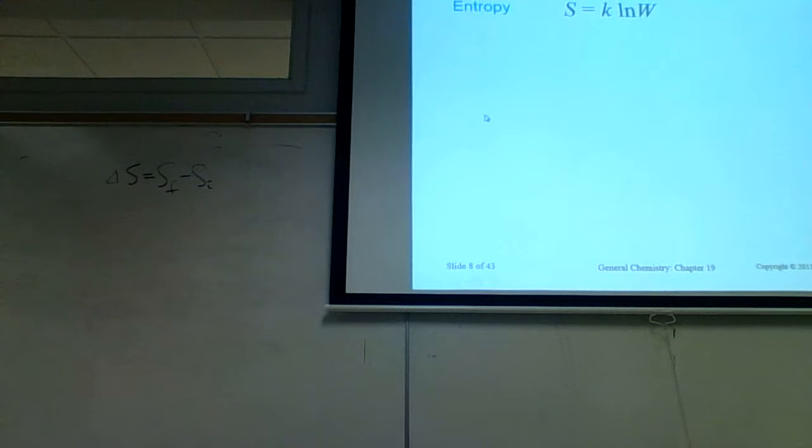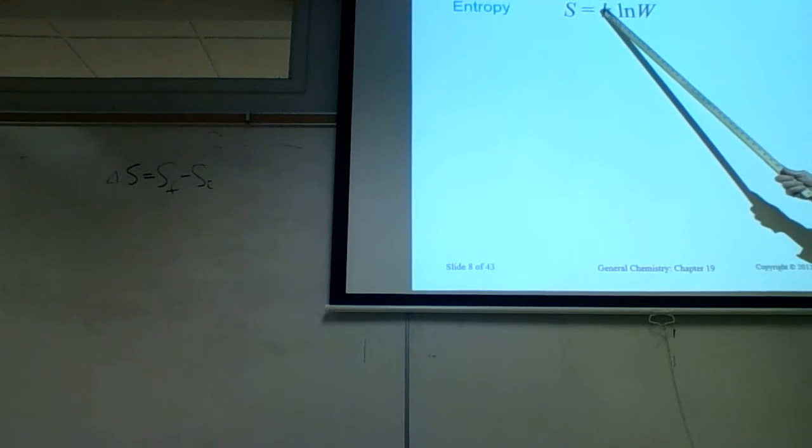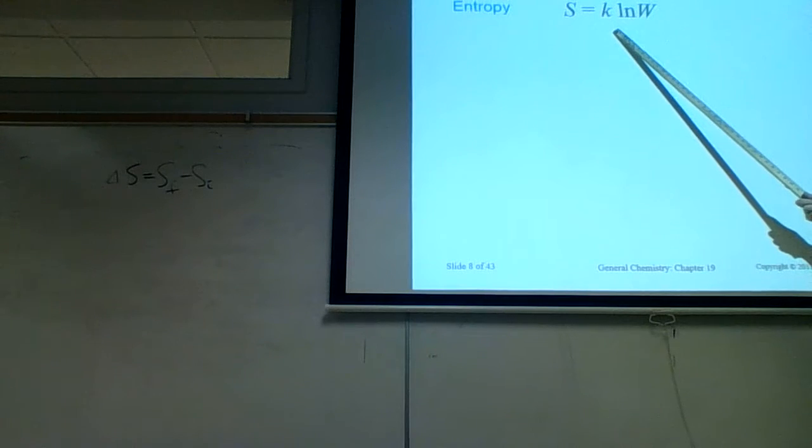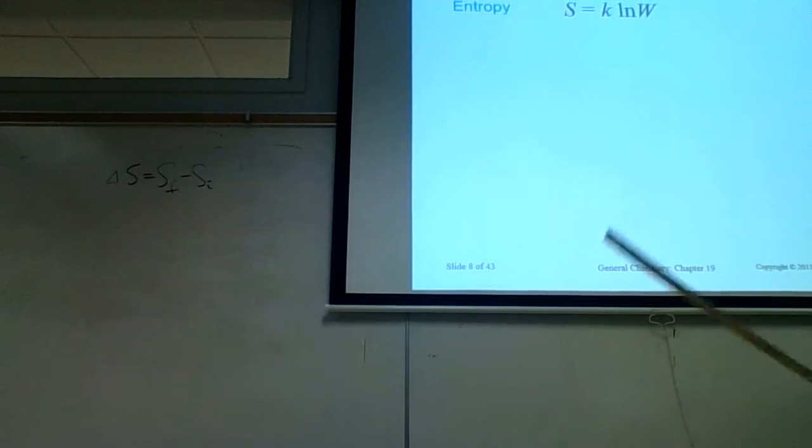Like this. Now this is the Boltzmann equation. And so Boltzmann came up with this equation saying that the absolute entropy is equal to k. This is not the rate constant, this is the Boltzmann constant. Boltzmann constant is just R per molecule rather than R per mole of molecules. Ln, natural log of W. W is the number of ways to arrange things.